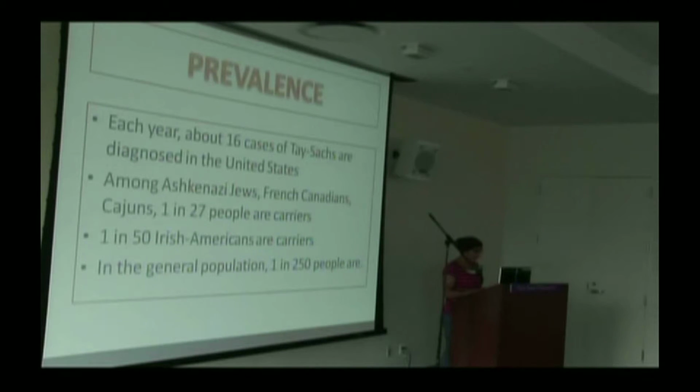Prevalence. Each year, about 16 cases of Tay-Sachs are diagnosed in the United States. Among Ashkenazi Jews, French Canadians, and Cajuns, 1 in 27 people are carriers. 1 in 50 Irish Americans are carriers, and in the general population, 1 in 250 people are.